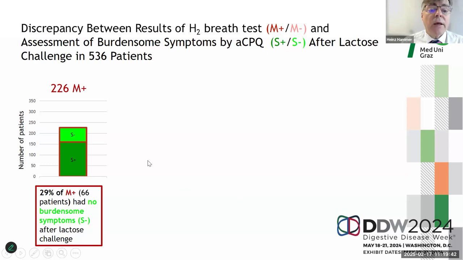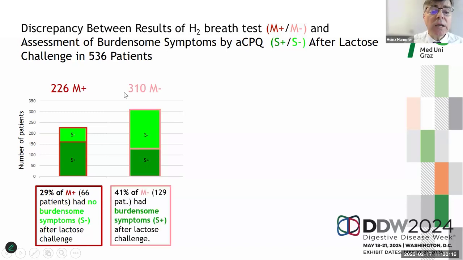We demonstrated that there is a large discrepancy between the results of hydrogen breath tests, that is malabsorption yes or no, and the assessment of burdensome symptoms by the aCPQ, that is sensitivity yes or no, in 536 patients. Out of 226 patients who had a positive breath test, therefore demonstrated malabsorption, 29% had no burdensome symptoms. And out of 310 patients with a negative breath test, that is no malabsorption, 41% had burdensome symptoms.